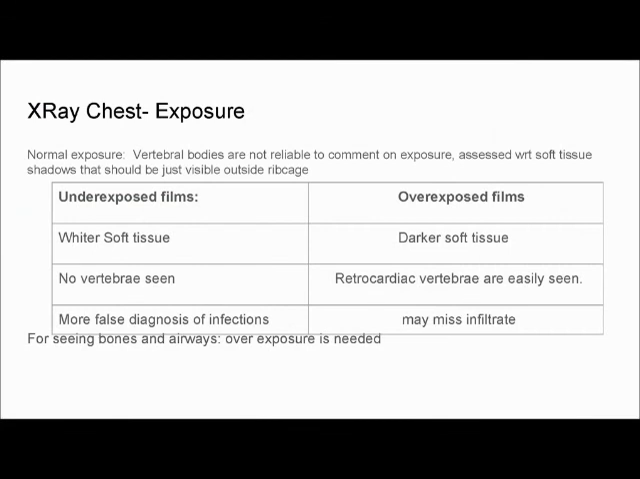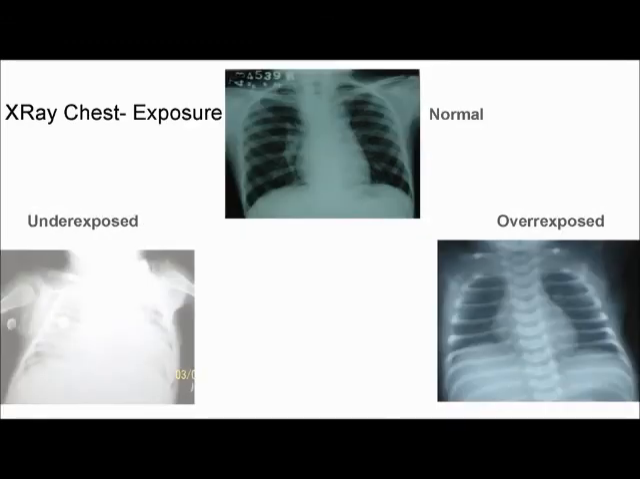And exposure of chest X-ray: in an underexposed film, the soft tissue is white, no vertebra is usually seen, and more false diagnosis of infection is made. Compared to an overexposed film, the soft tissue is darker and the retrocardiac vertebra are easily seen and may be misread as infiltrate. For seeing bone and airway, usually an overexposed film is preferred.